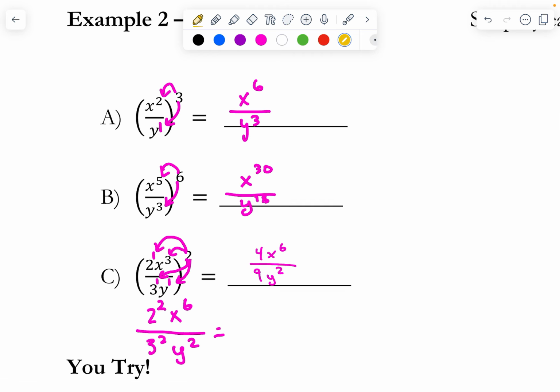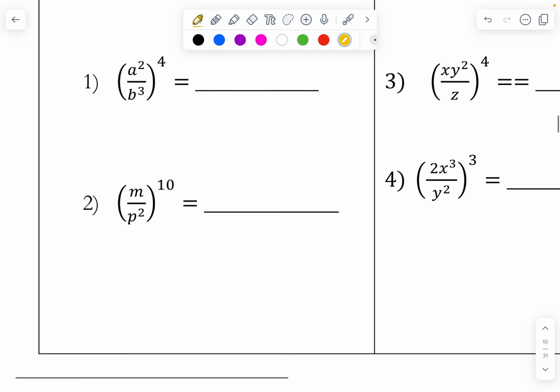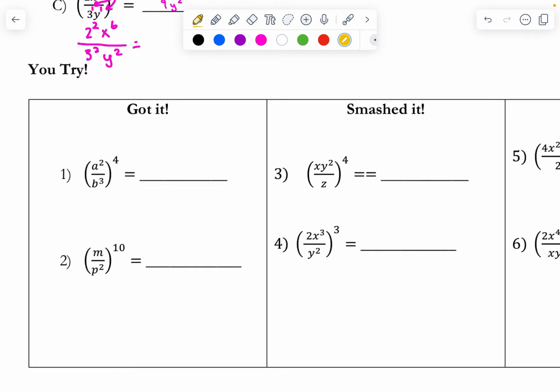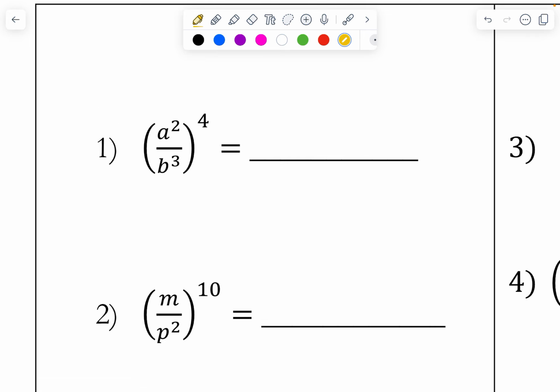Change color. Let's go with yellow. Why not? So again, you try. I suggest you guys take a few minutes, try this, go as far as you can, and then from there, come back and get the answers from here. All right. But I'm going to get started.